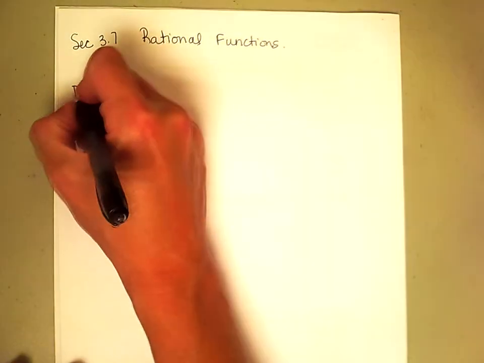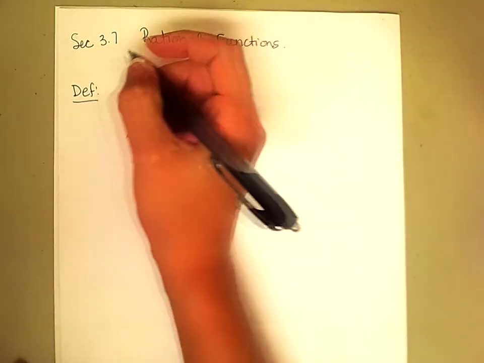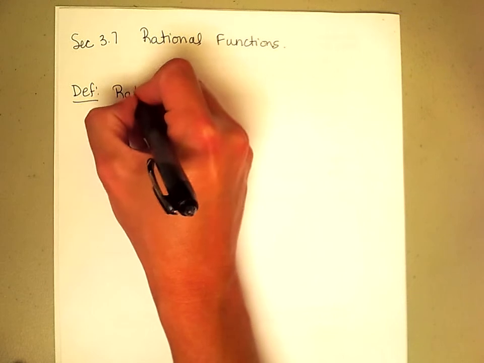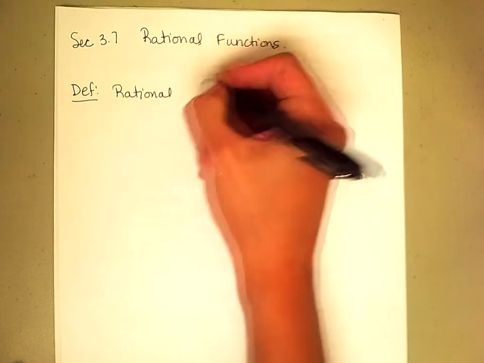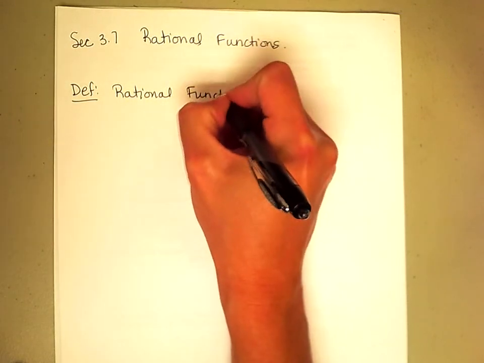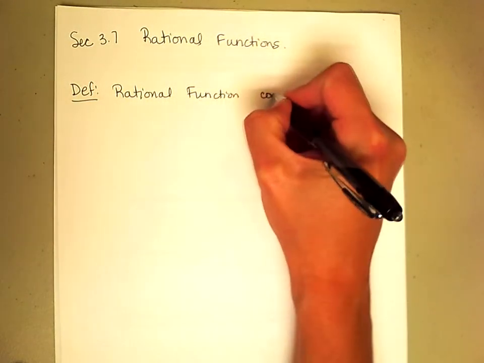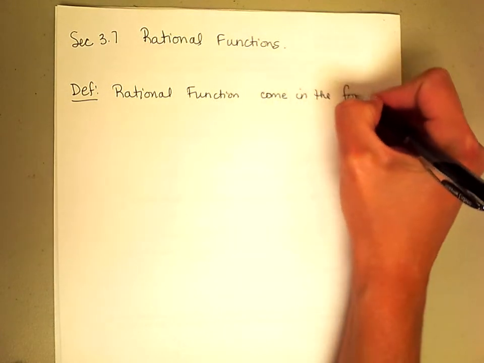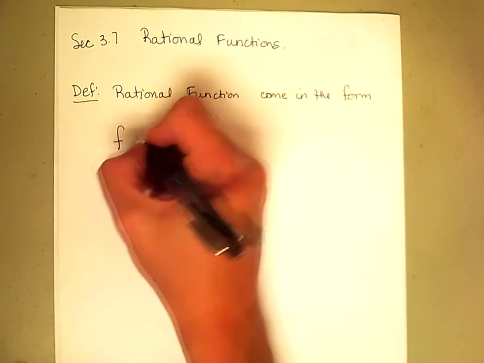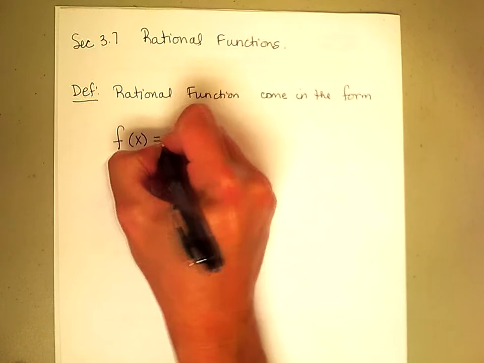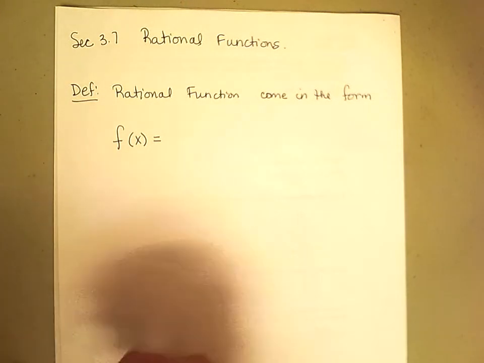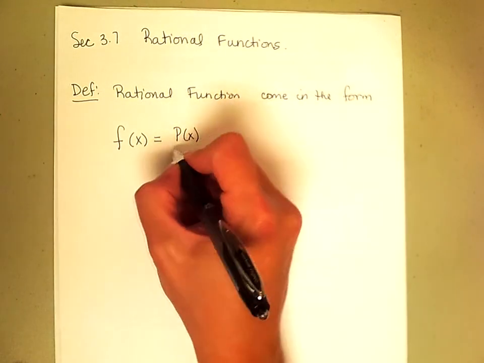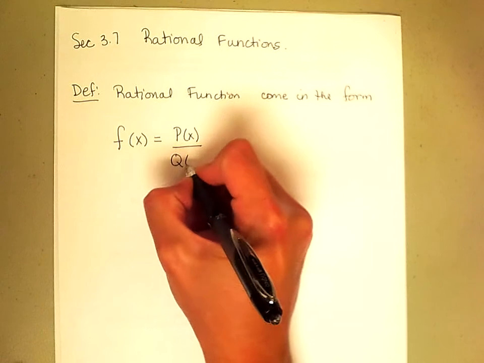Okay, so by definition, when we're talking about a rational function, they come in the form... so it is a function, so we'll denote it that way. f(x) is equal to, and usually we say some p(x) over some q(x).